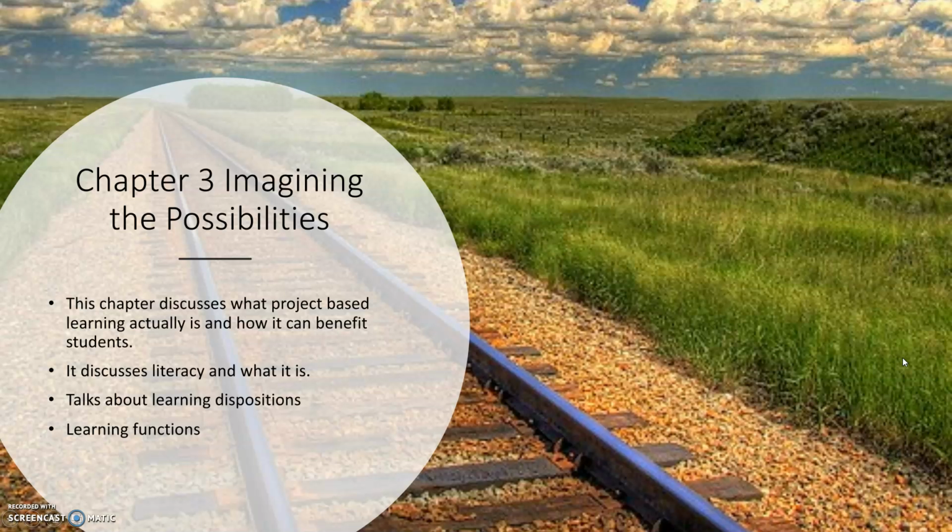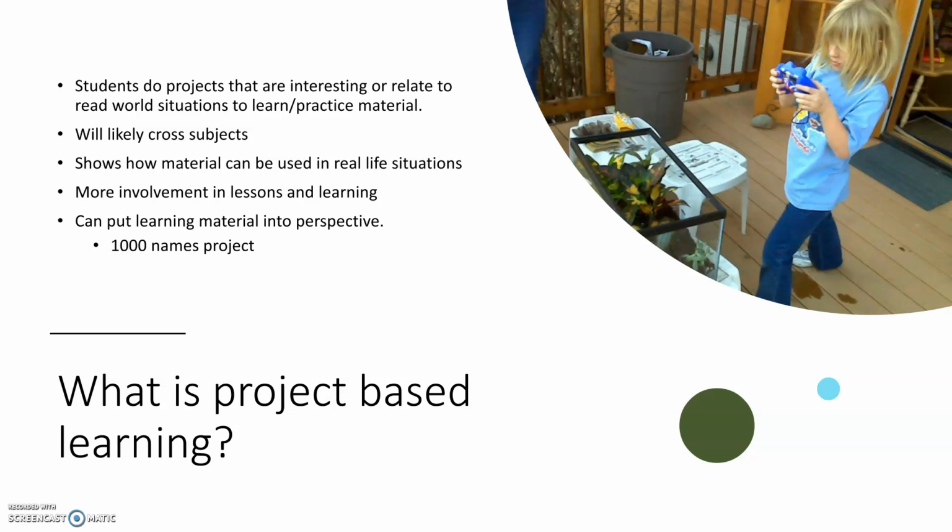So chapter 3 talks about imagining the possibilities. It discusses what project-based learning is, how it can benefit students, what literacy actually is in today's world, the different types of learning dispositions, and the different functions of learning things. So to start with, what is project-based learning?